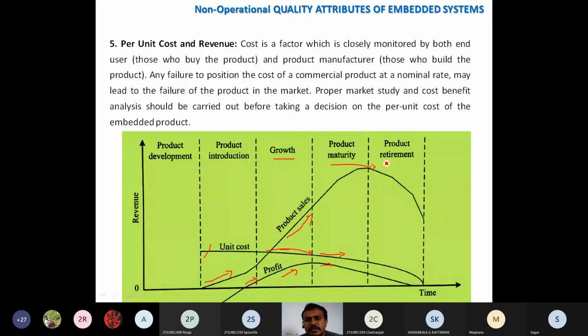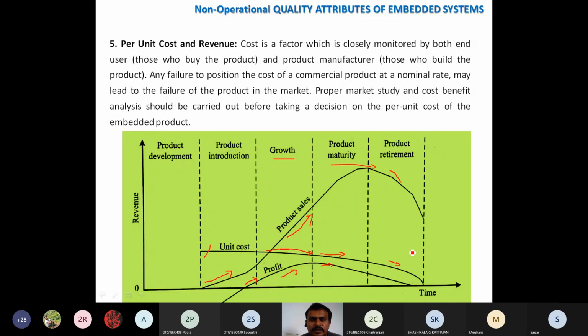Then comes the period called product retirement. Obviously, we observe this yearly in car manufacturing. Yearly, we observe product retirement happening. So yearly, they are bringing new vehicles, new models. This is because of what? Studying the market, analyzing these factors, these attributes. So this is illustrated in the graph. In product retirement, we are going to observe less revenue, less profit, and fewer sales, and the unit cost is also decreased.